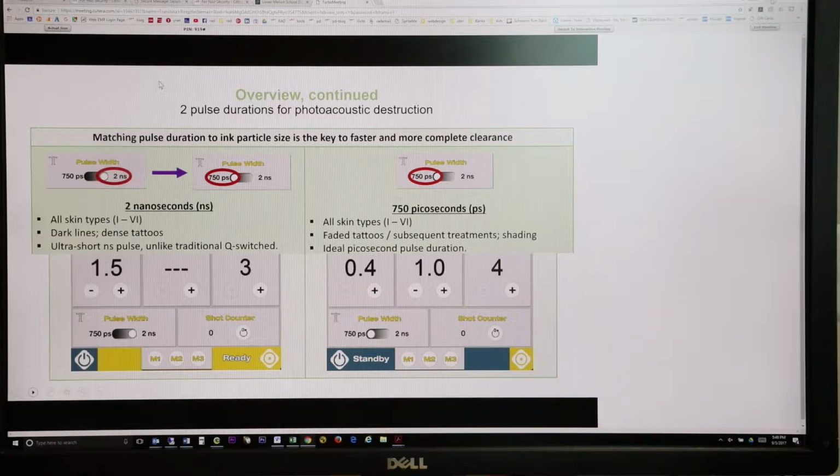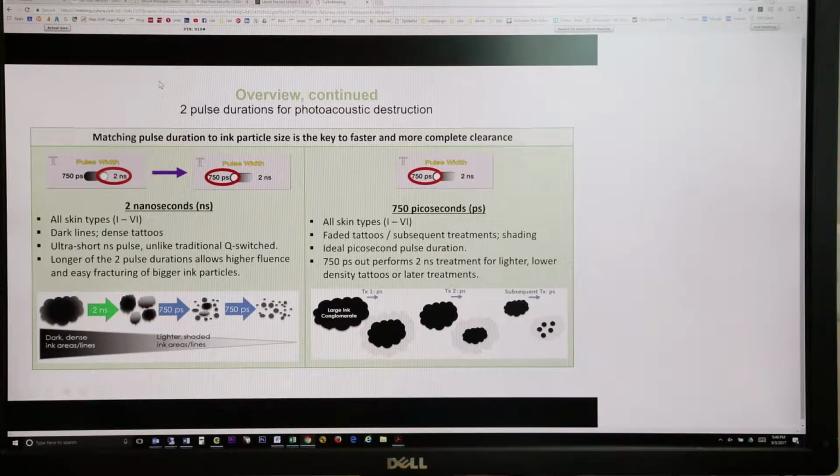Okay. So in addition to the two wavelengths that you have, you also have two pulse widths. The longer of the two pulse widths is the 2 nanoseconds, and the shorter of the two pulse widths is the 750 picoseconds. And nanoseconds or picoseconds, it doesn't matter. Any skin type is treatable.